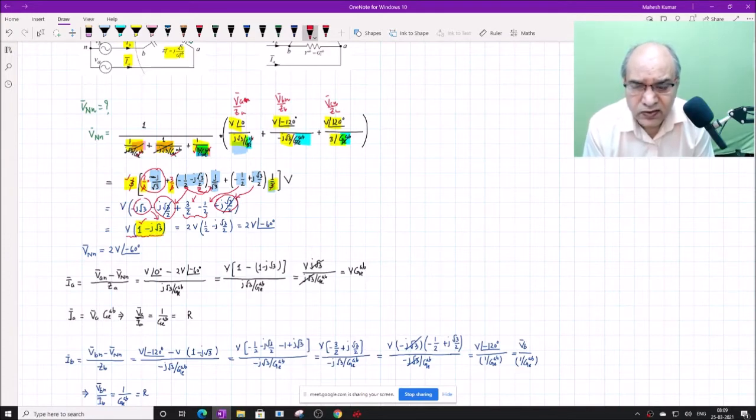And if we simplify further, we just take 2 common, it becomes 1 by 2 minus j root 3 by 2, and this is nothing but angle of minus 60 degrees. So we finally get the neutral voltage as 2V angle of minus 60 degrees.